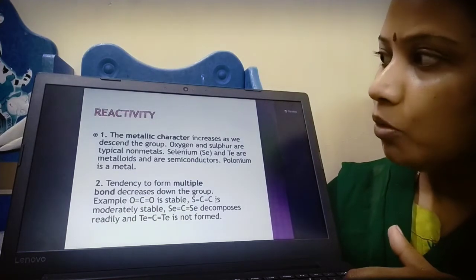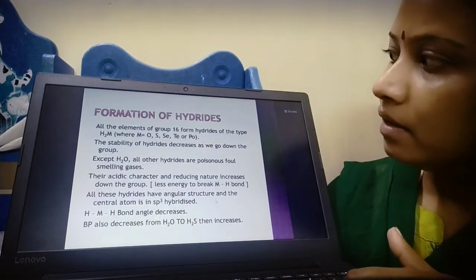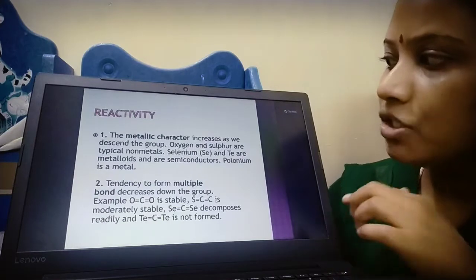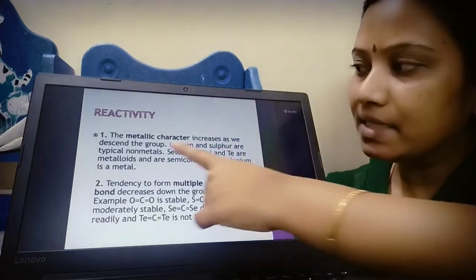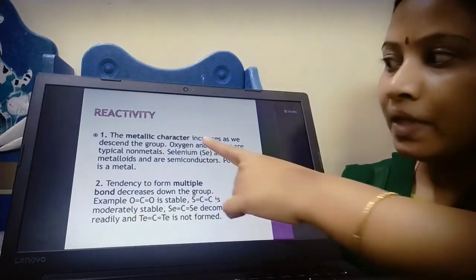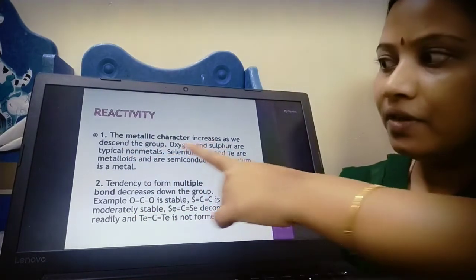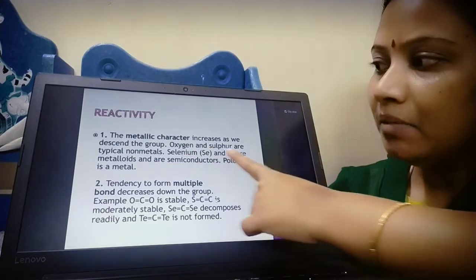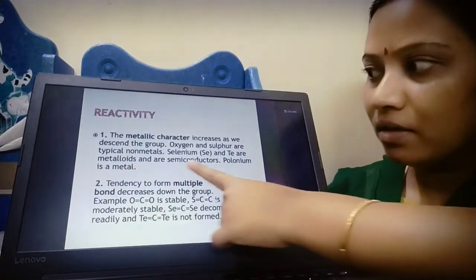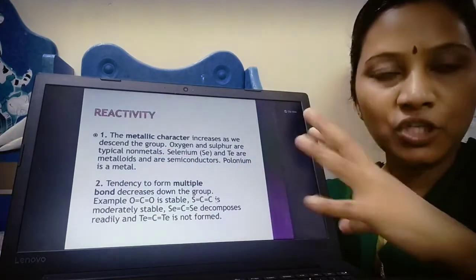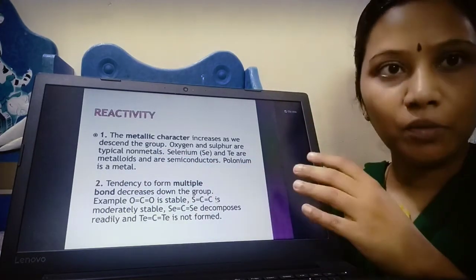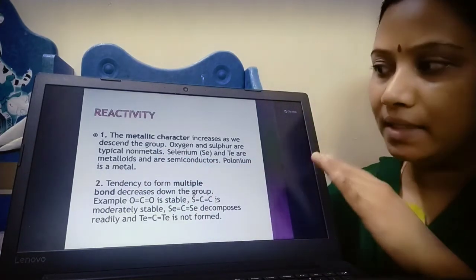Then, what about the reactivity, children? The metallic character increases as we move down the group. Oxygen and sulfur are non-metals. Selenium and tellurium are metalloids, or otherwise semiconductors. Polonium is a metal. I have differentiated these 5 elements into metals, metalloids and non-metals.